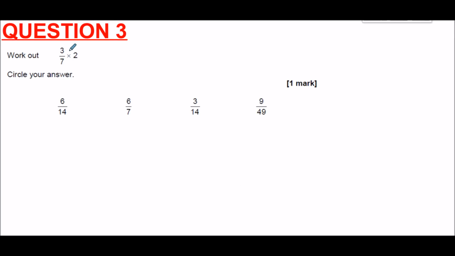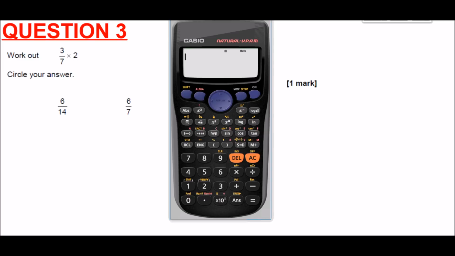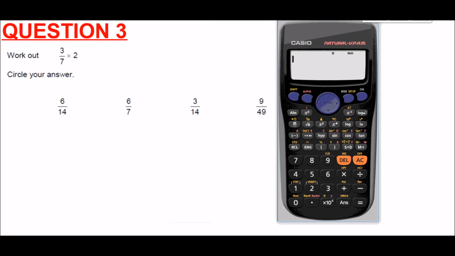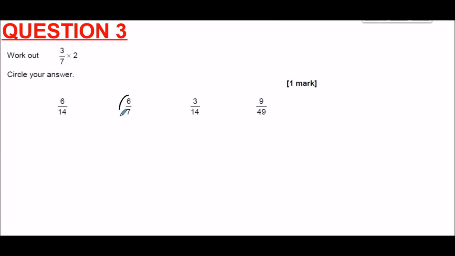Question 3, work out 3/7 multiplied by 2. So if it's a calculator paper, then why not just use the calculator? 3/7 multiplied by 2, we can just do that as 3 over 7 multiplied by 2, which a decent enough calculator will tell you straight away is 6 over 7. And so that's the one we should be circling.